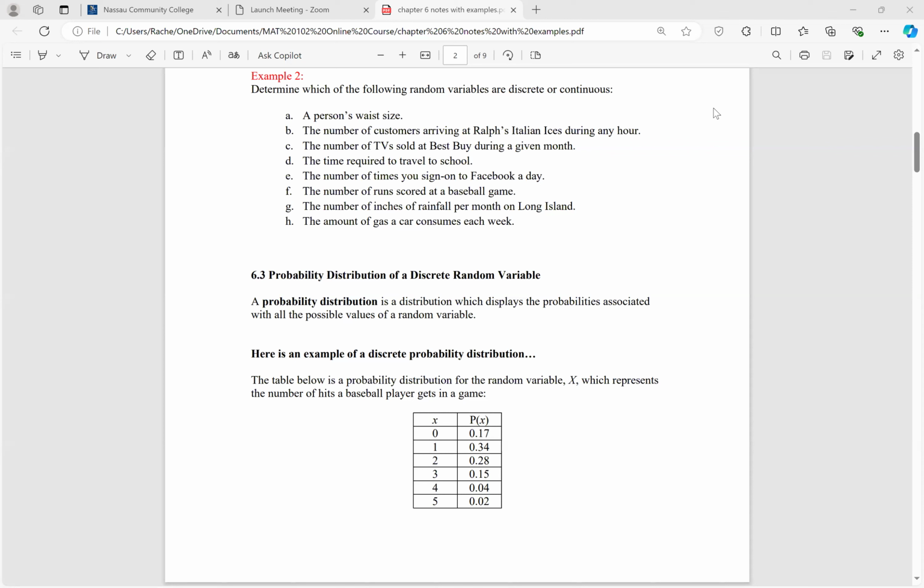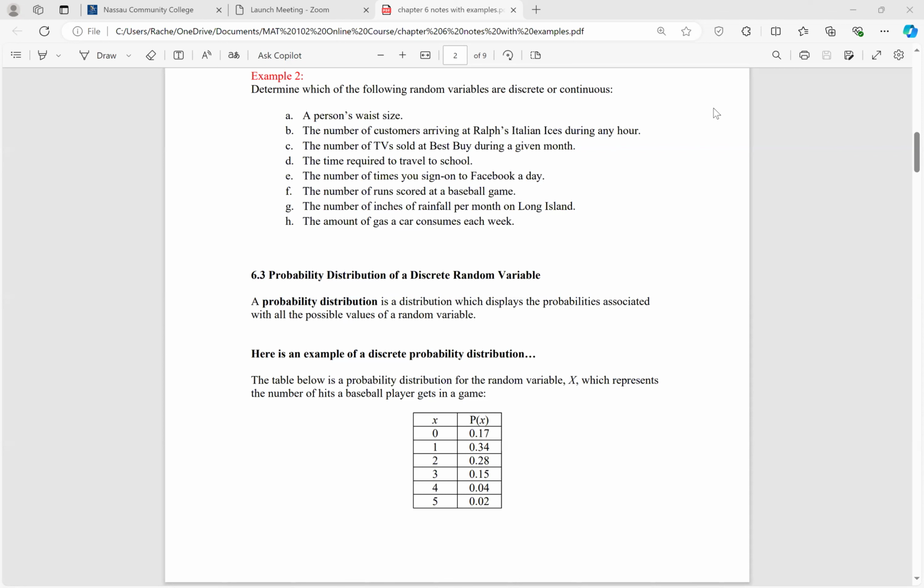Hey everyone, we're going to continue with chapter 6. We left off last lesson with section 6.2, which was just reviewing the difference between a discrete versus a continuous random variable. And I feel like we're comfortable with that. We did cover that in chapter 2, so this was just a quick review reminder.